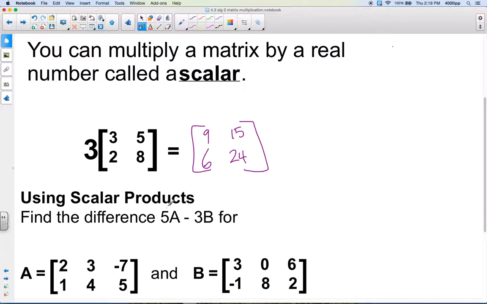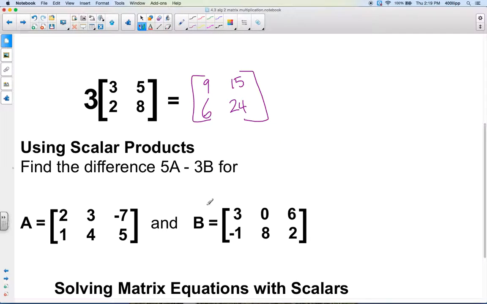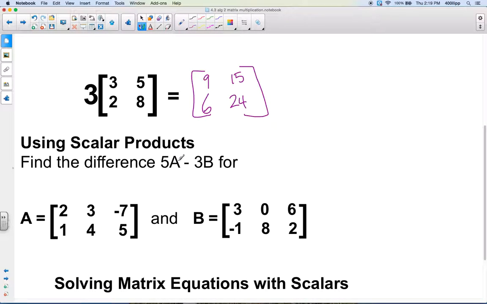Okay, we can combine using scalars and the difference here. So we're going to combine those. We're going to go 5 times A, so I'm going to multiply 5 times every element in matrix A. So 5 times 2, that's a 10. 5 times 1 is a 5. 5 times 3, 15. 5 times 4 is a 20. 5 times negative 7 is negative 35. And 5 times 5 is 25.